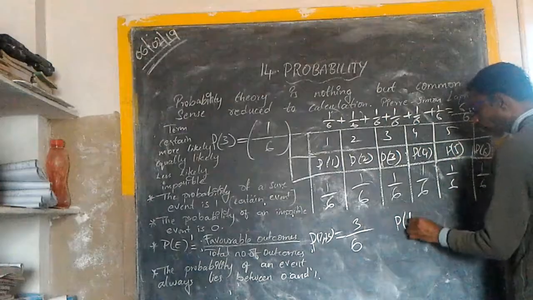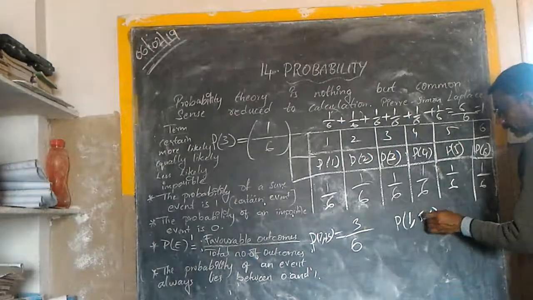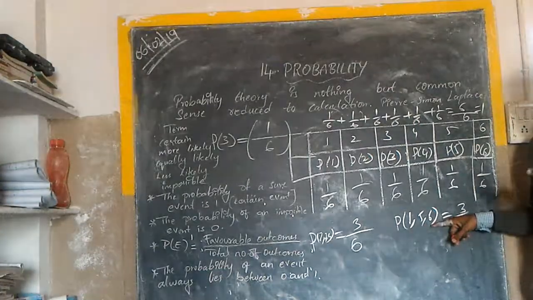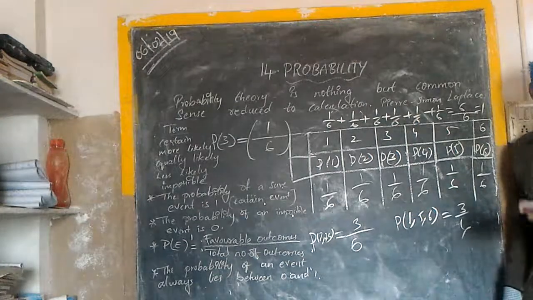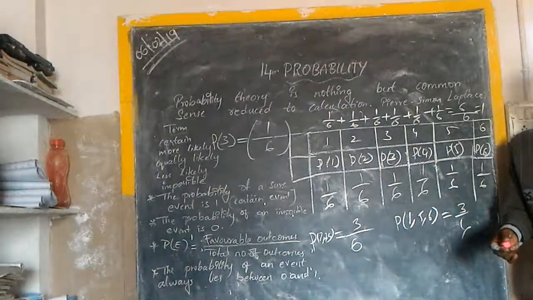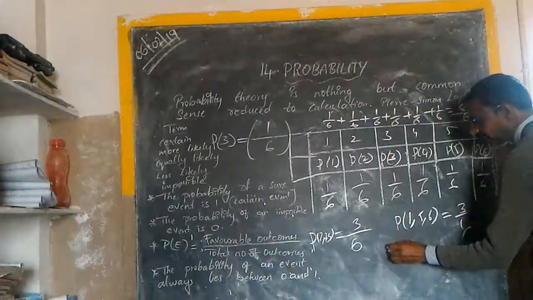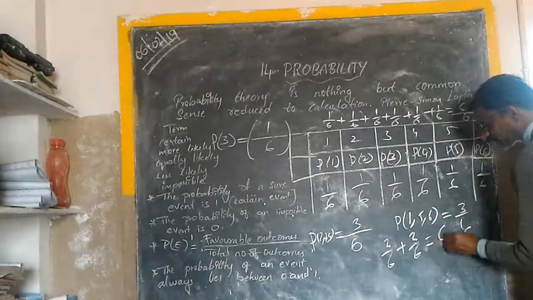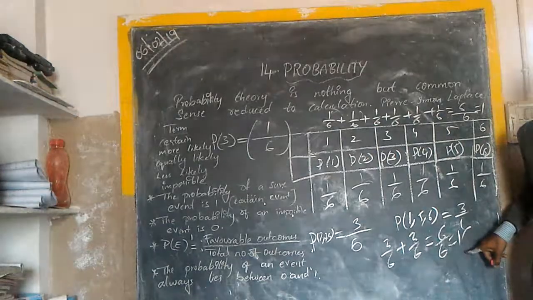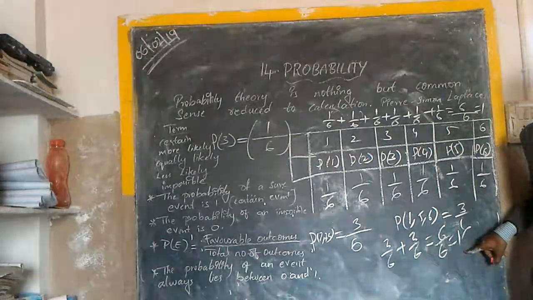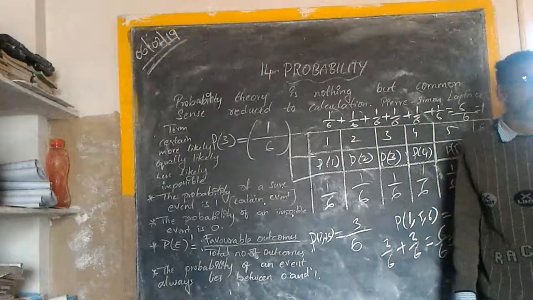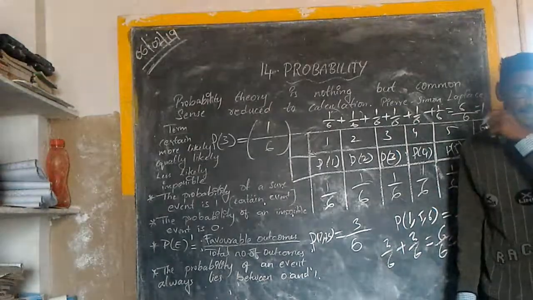The probability of 1, 5, 6 is 3 by 6 only, because suppose I have 3 chances, the rest of the chances will go to the second person. Is it or not? Yes, sir. When we are playing some game, the sum of 2 events, 3 by 6 plus 3 by 6, that is 6 by 6, equals 1. In an event, the sum of probabilities must equal 1 only. In an event, the sum of probabilities always equals 1. Probability lies between 0 and 1.